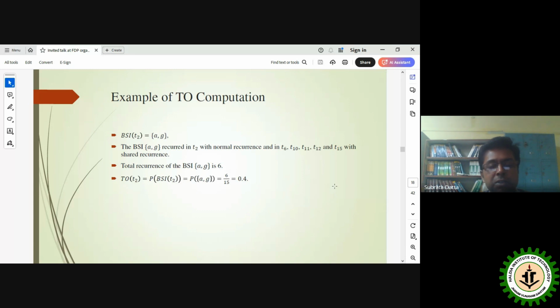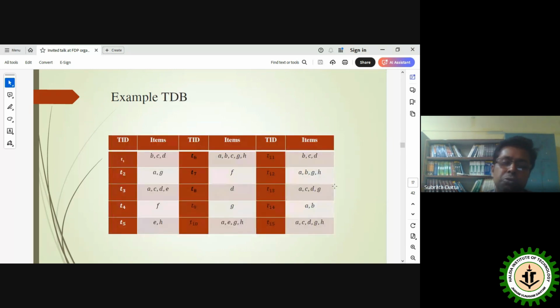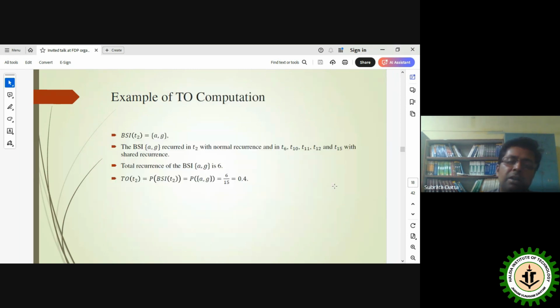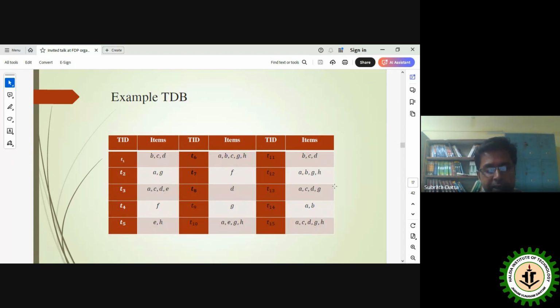First we take transaction T2. In T2, the items or places A and G have been transacted. So how many items are there? BSI of T2 equals the set A, G. The BSI AG recurred in T2 with normal recurrence, and in T6, T10, T11, T12 and T15 with shared recurrence. This is the repetition of the same set.